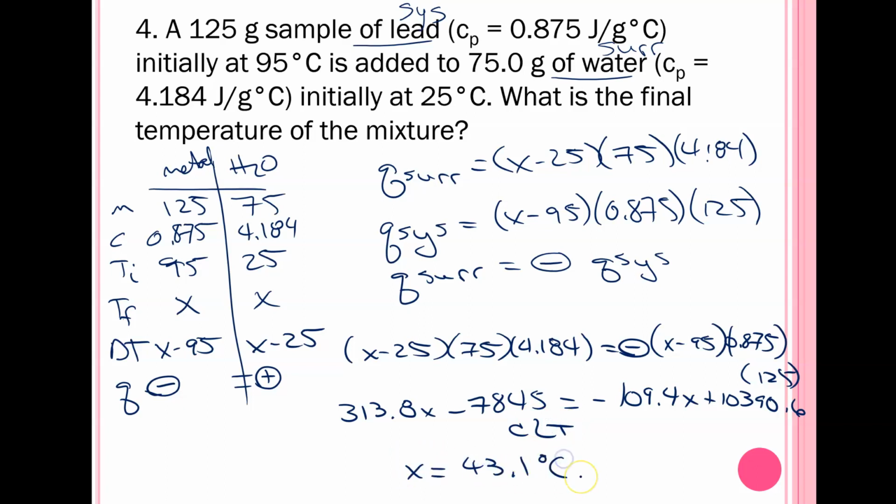And that makes sense because this temperature here has to be somewhere between 95 and 25. Kind of makes sense.